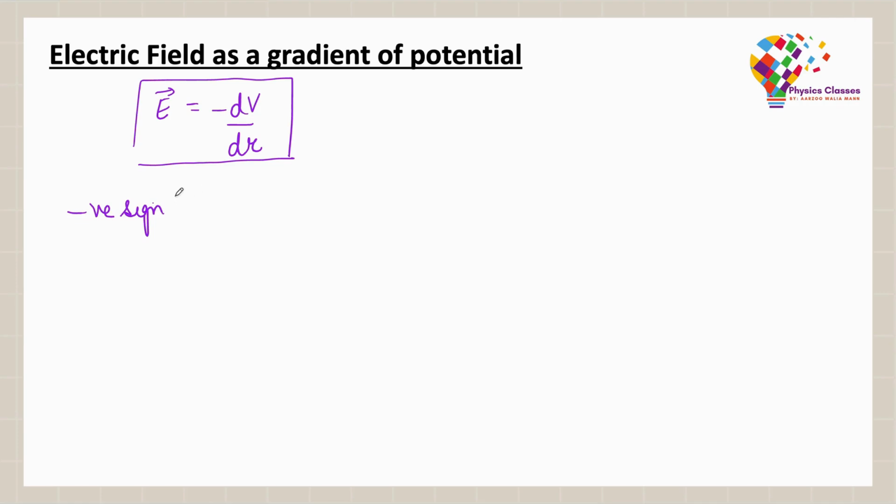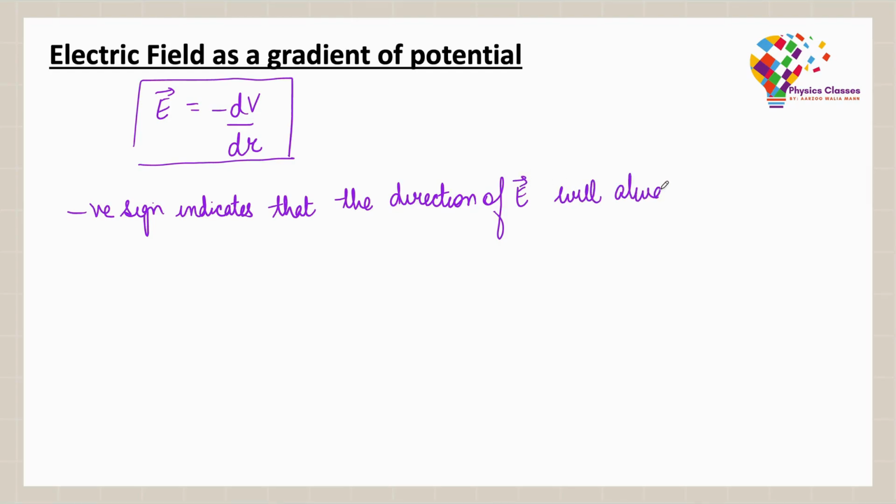So, we will simply say that the negative sign here indicates that the direction of electric field will always be in the direction of decreasing electric potential.